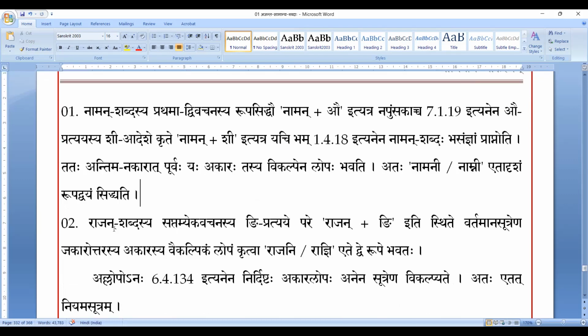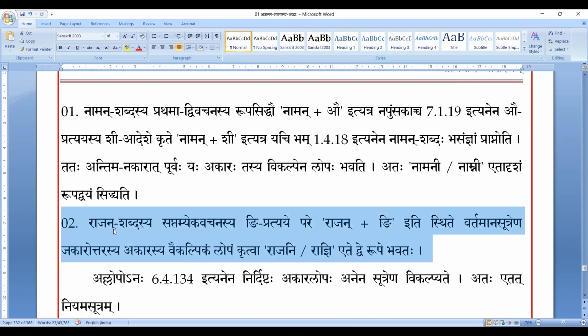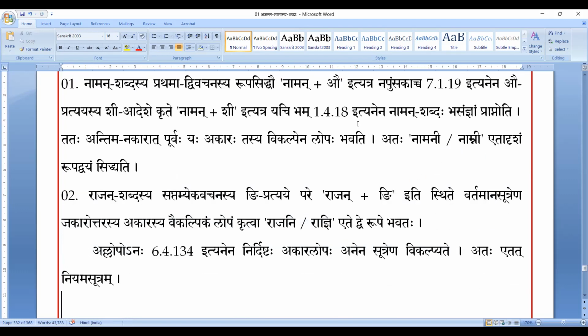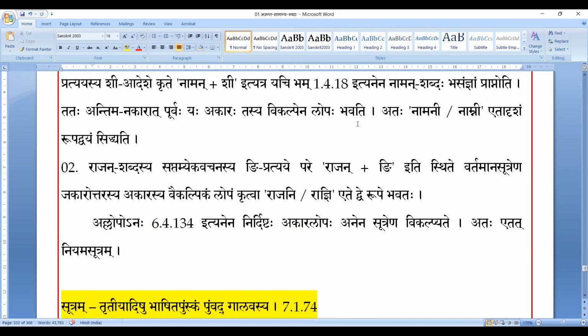Rajan Shabda for Pullinga, Ni Pratyaya Pare. Even in Napumsakalinga also we have two forms. Namani, Namni, Saptami, Ekavachan. Here, she example is given. That is 1, 2 and 2, 2. So there we have Namani, Namni, Dirga. Saptami will be Rasva. Namni, Namani. So this is Vibhasha. That is Vikalpena Alopaha Vidiyate.